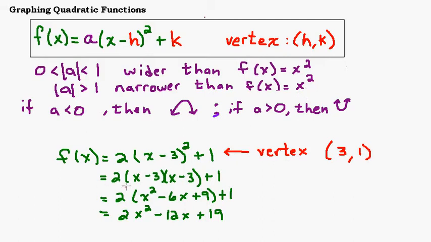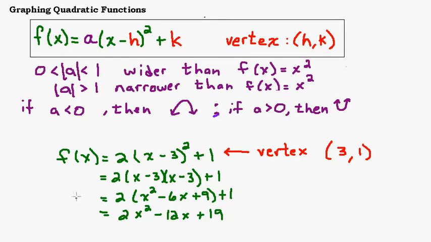But now this equation, 2 times the quantity x minus 3 squared plus 1, could be written in a different way, and that's what I've done here. If I take the x minus 3 and square it, x minus 3 times x minus 3, I get this trinomial, and then I could distribute the 2 into this trinomial and add the 1. That's where I got the 19. 2 times 9 is 18, plus 1 is 19.